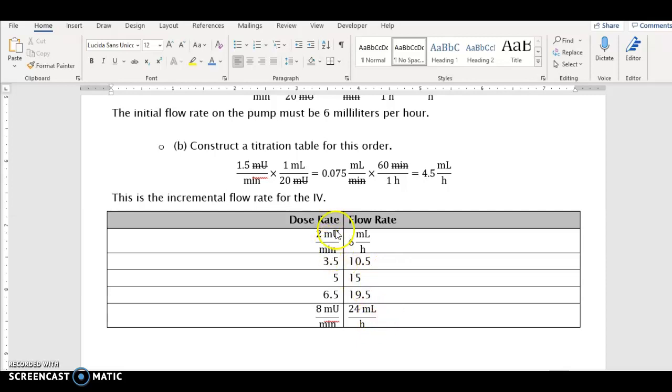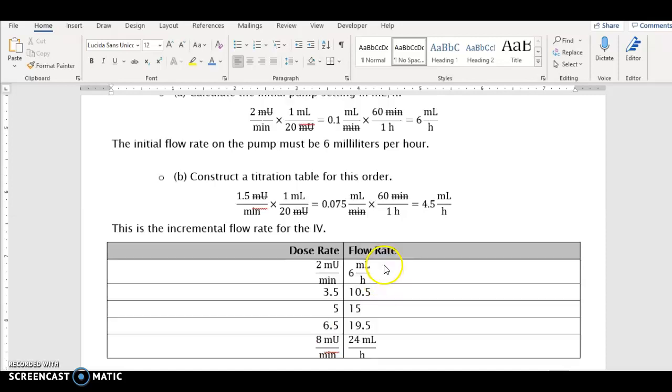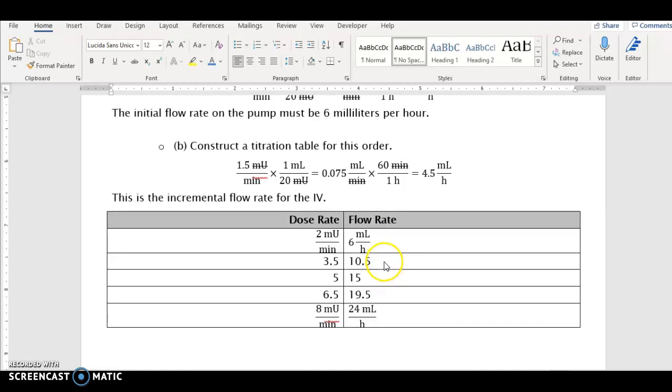So for each given dosage rate, you have the corresponding setting on the pump. As you change the setting on the pump, that changes the rate at which the patient is receiving the drug. The goal is to get the desired response, in this case to induce labor in the patient. So you adjust the flow rate accordingly until labor is induced, or until you reach the maximum dose rate.